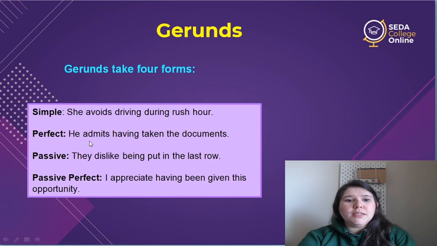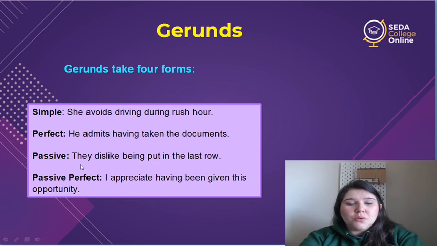Perfect: he admits having taken the documents. So admit is followed by -ing and then the perfect form of take. Passive: they dislike being put in the last row. So dislike is followed by the -ing form and then put, which is the passive form.